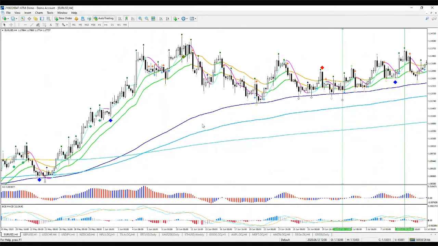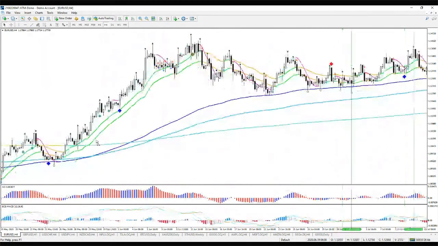The 144 EMA is very useful. Let's see. Joe, sorry about that. I'll try to be slower. I think maybe I'm just too fast with the cursor.